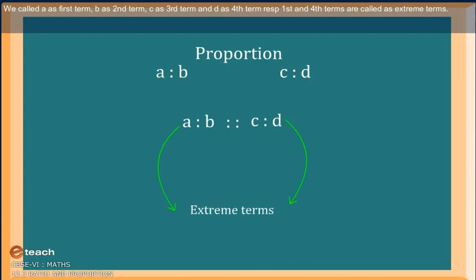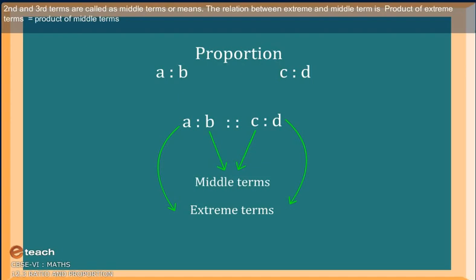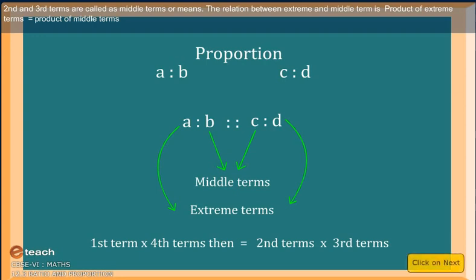First and fourth terms are called extreme terms. Second and third terms are called middle terms or means. The relation between extreme and middle terms is: product of extreme terms is equal to product of middle terms.